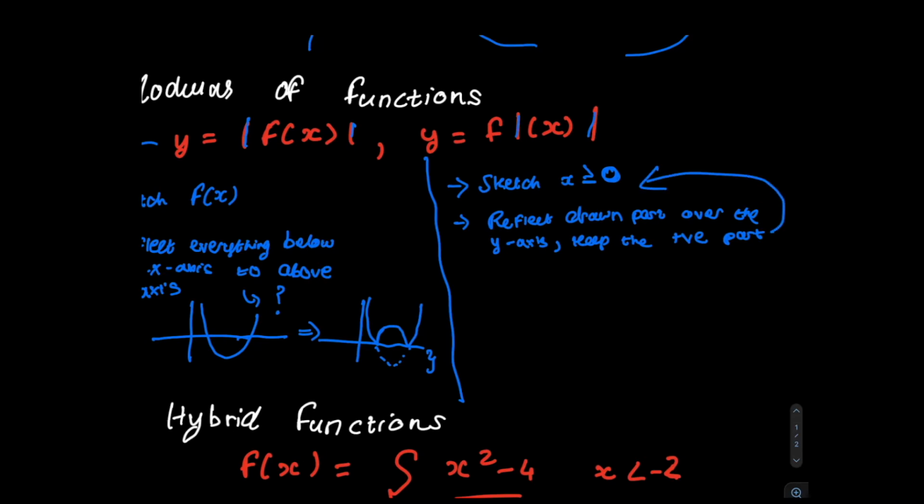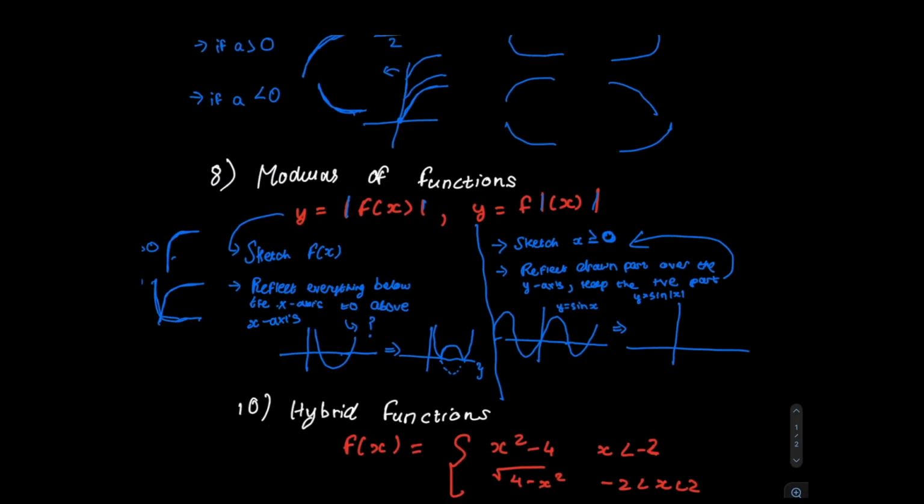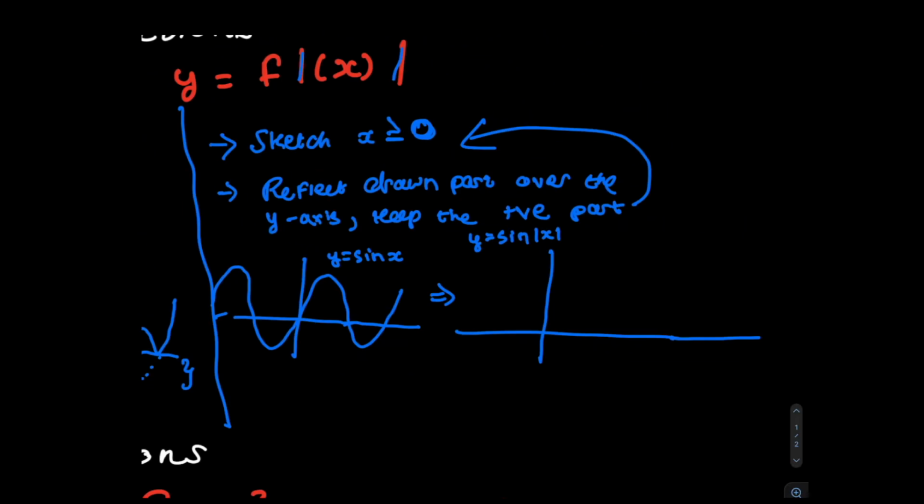Let me give you an example. y is equal to sine x. Let me just extend that graph. Now we're going to sketch y is equal to sine modulus of x. First we sketch all the values for x greater than 0, so that would be something like that. And then we take this part and reflect it over the y-axis. So it will be something like this.